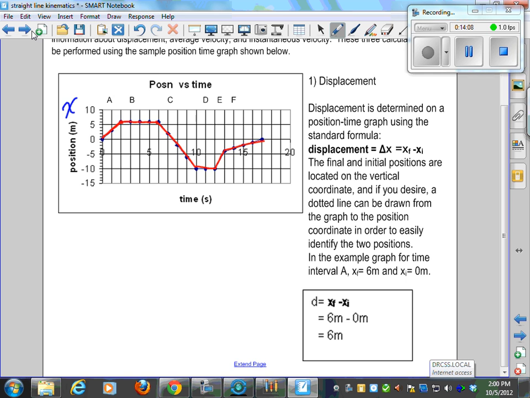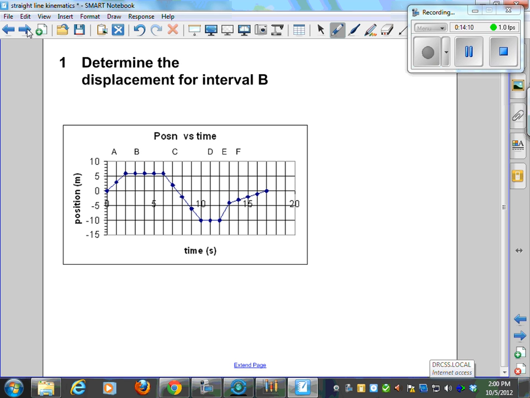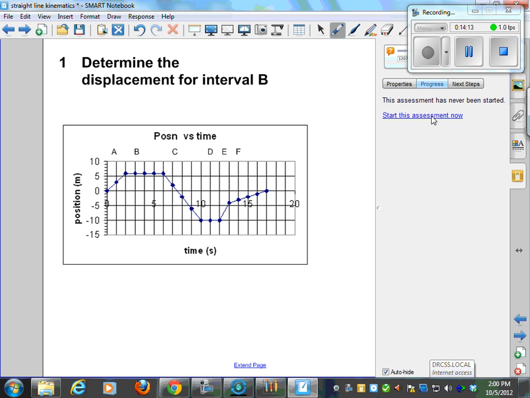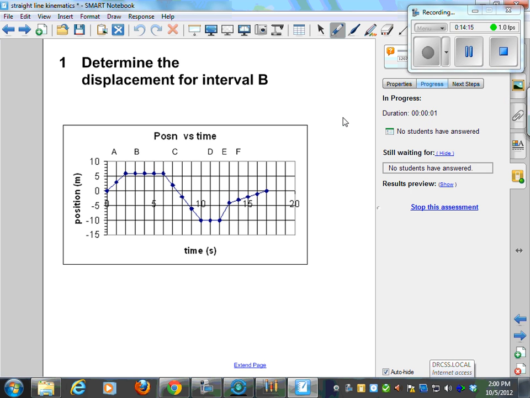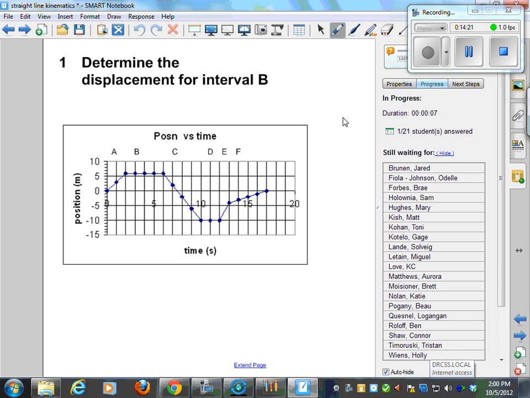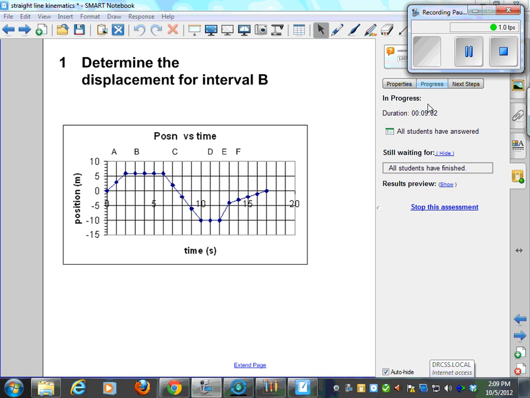So now your job is, you should have 5 questions. If it went the other way, it'd be negative. I want you to find the displacement for intervals B, C, D, E, and F. B, C, D, E, and F. Let's see how we did.